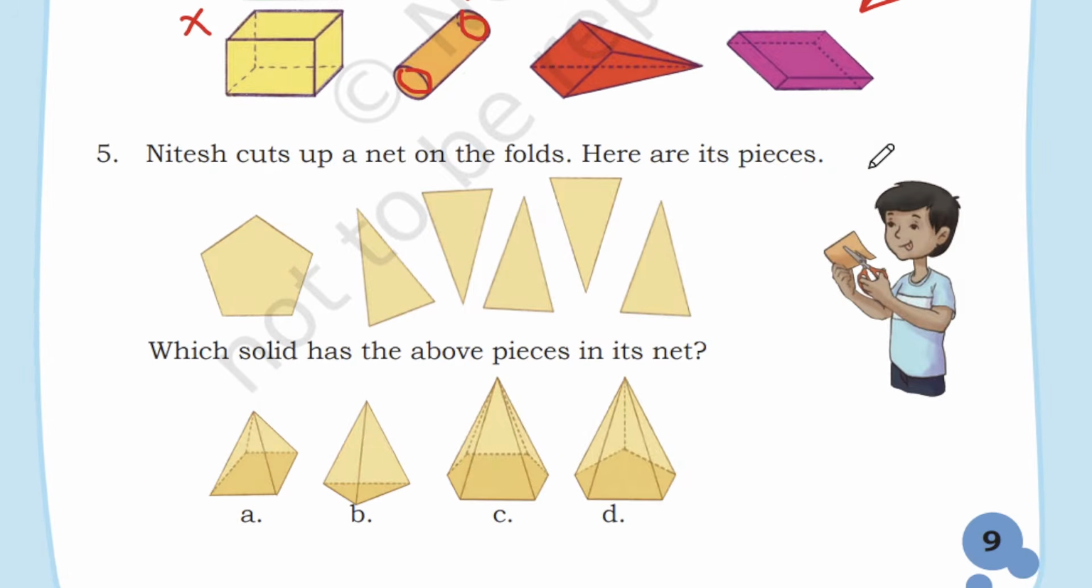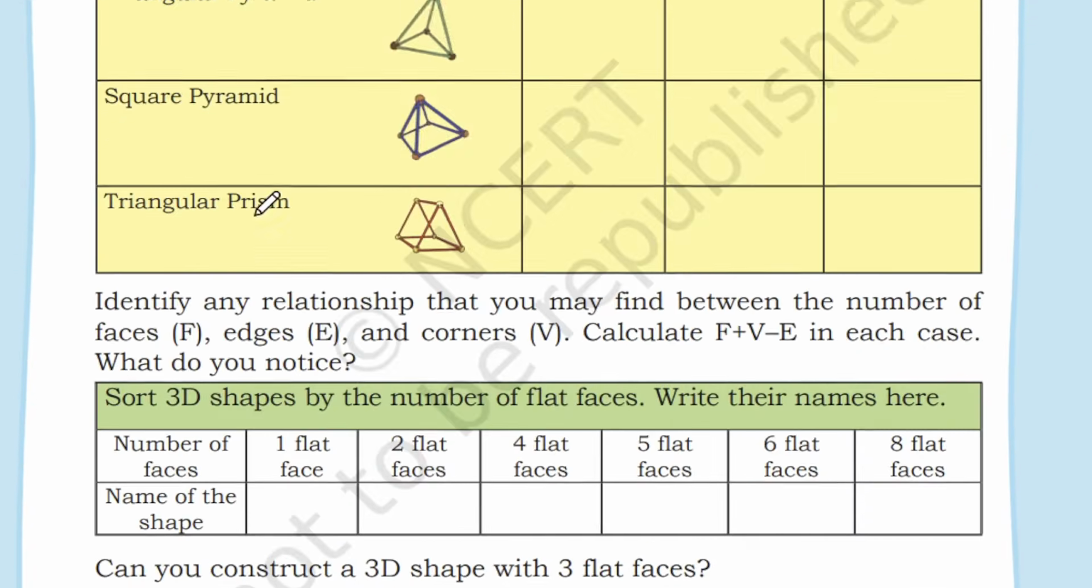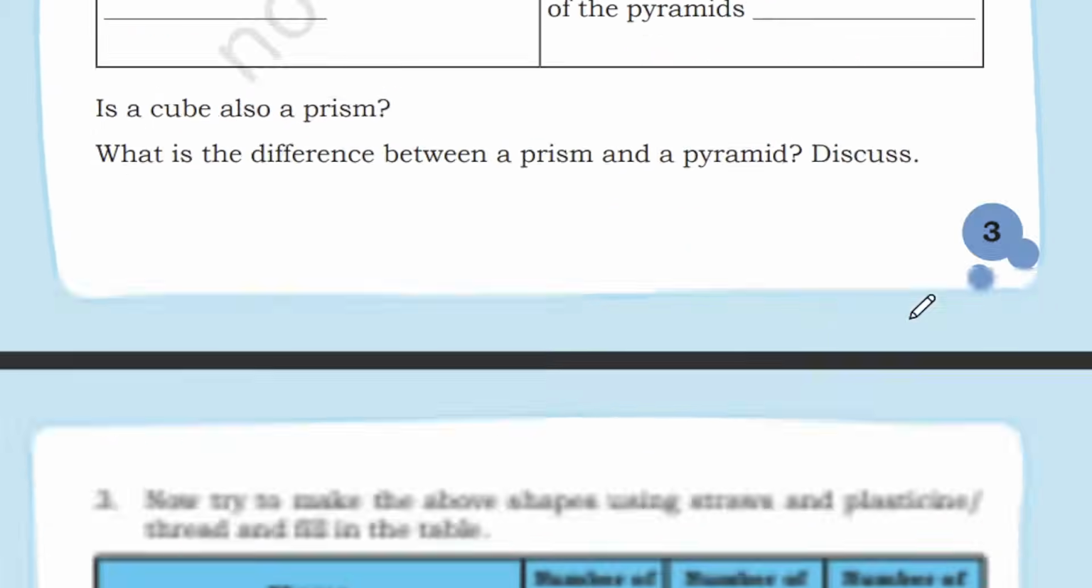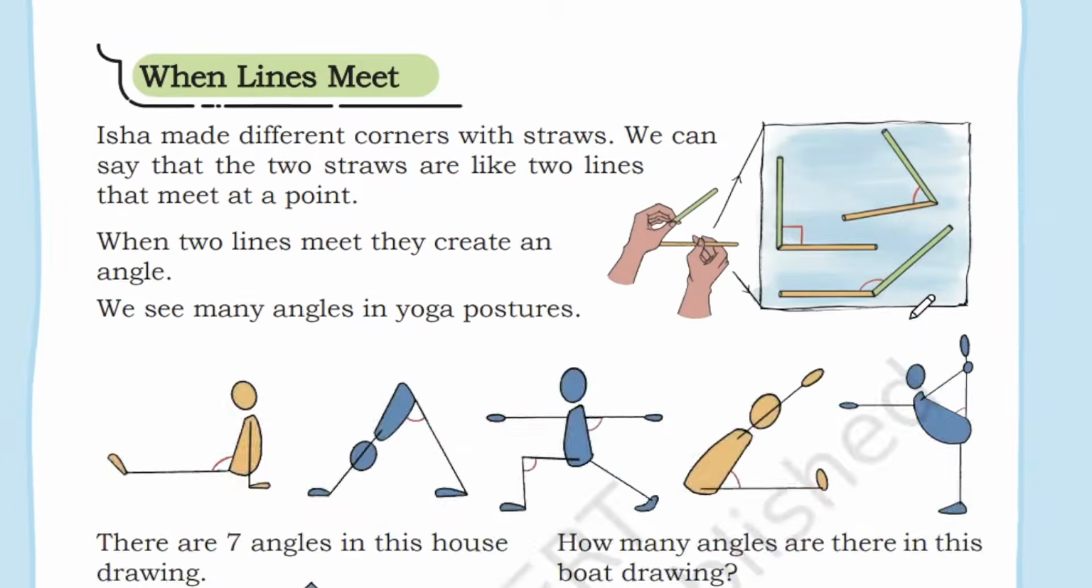So next one, Nitesh cuts up a net on the folds, and here are the pieces. So we have a shape with 1, 2, 3, 4, 5. We already saw a shape in 3D, we'll go back to that shape. So here we have a pentagonal pyramid, 1, 2, 3, 4 and 5. So we need to find a 3D shape here.